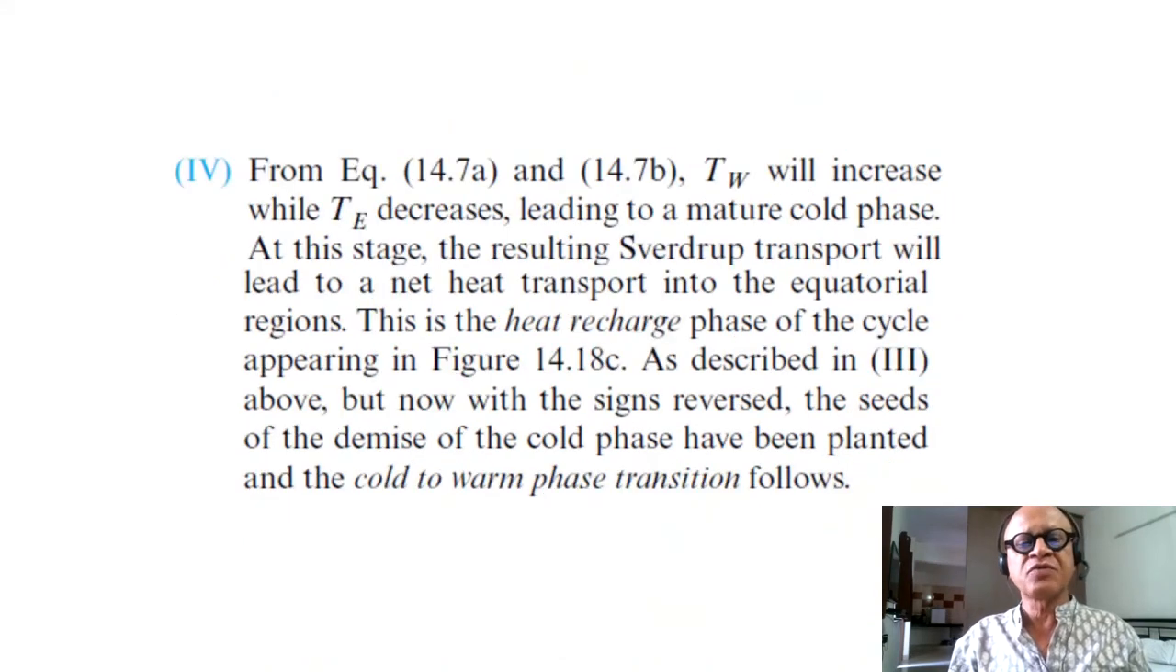Okay, so those equations also tell us that the West Pacific anomaly will increase while TE decreases. This includes the various thermodynamic terms that we looked at and the deepening of the thermocline, leading to a mature cold phase. So you have completely transitioned from a warm phase to a cold phase with this recharge-discharge process. At this stage, the resulting Sverdrup transport will lead to a net heat transport into the equatorial regions. This heat recharge phase of the cycle is shown in this figure.